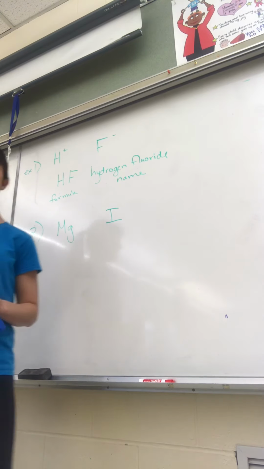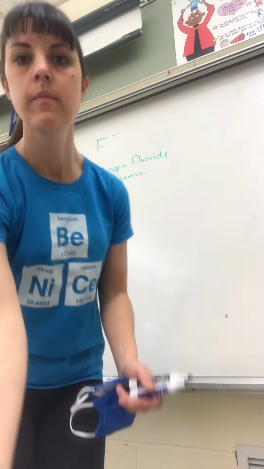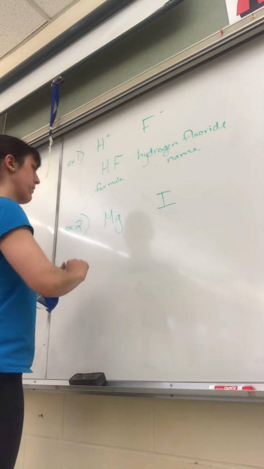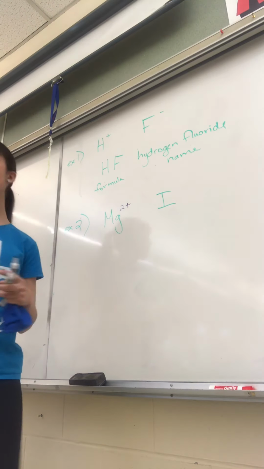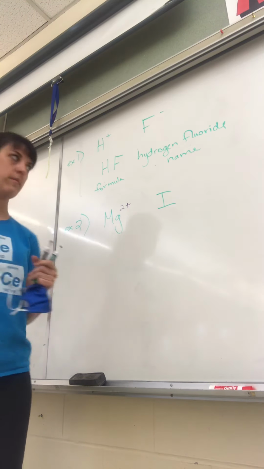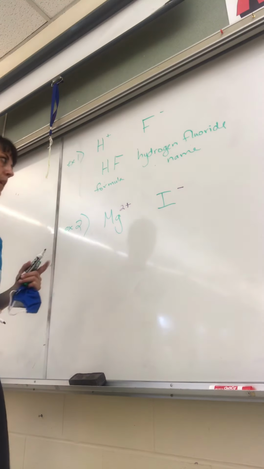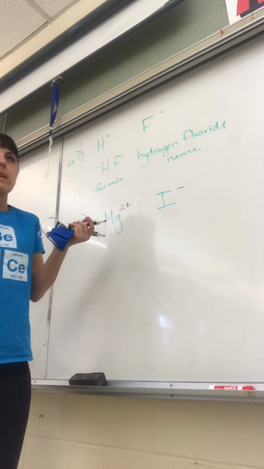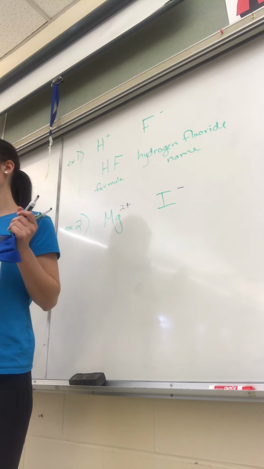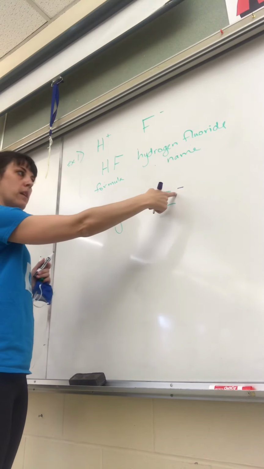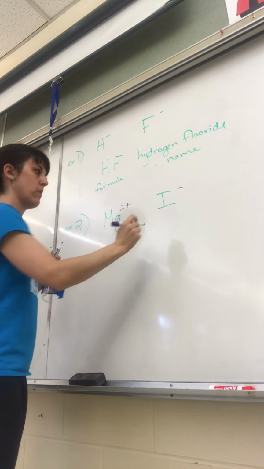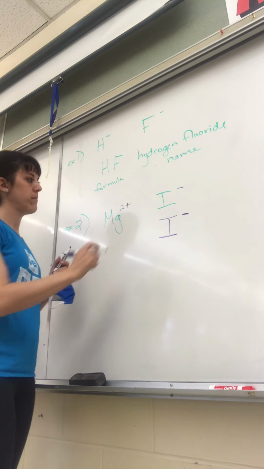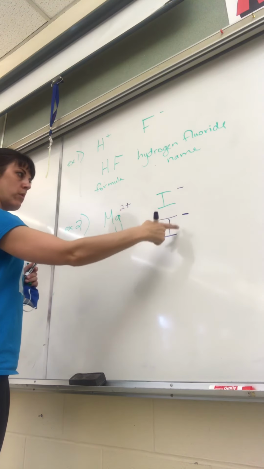What's the charge on magnesium? Positive 2. What's the charge on iodine? Negative 1. Does that balance, yes or no? No. What can I do to make it balance? More of which one? Iodine. I need another negative one to balance out the positive, so I'm going to add another iodine. Okay, so 2 and 2, we're good.